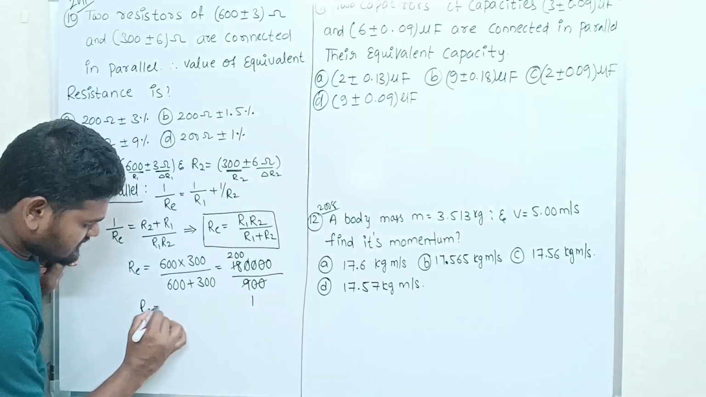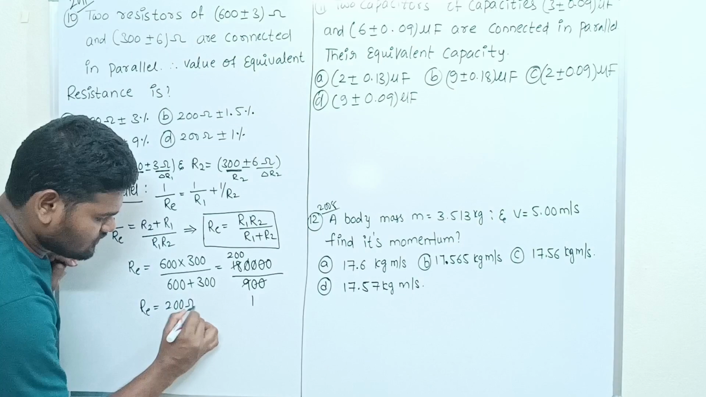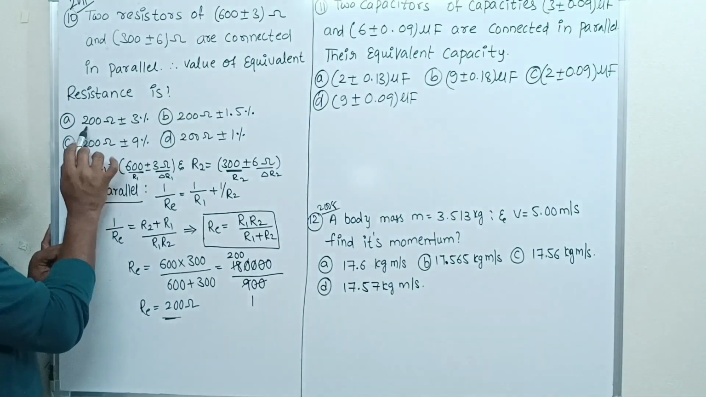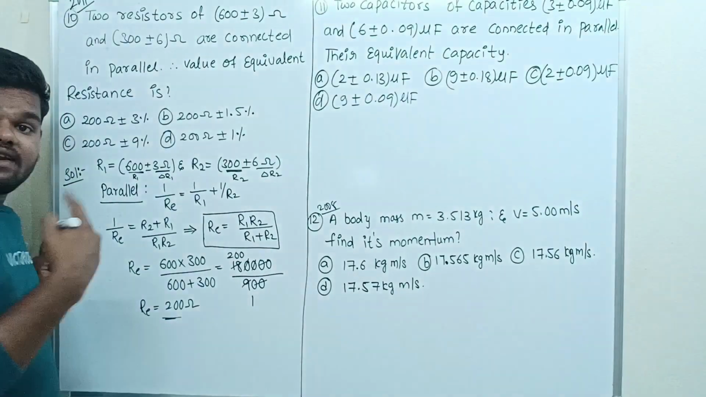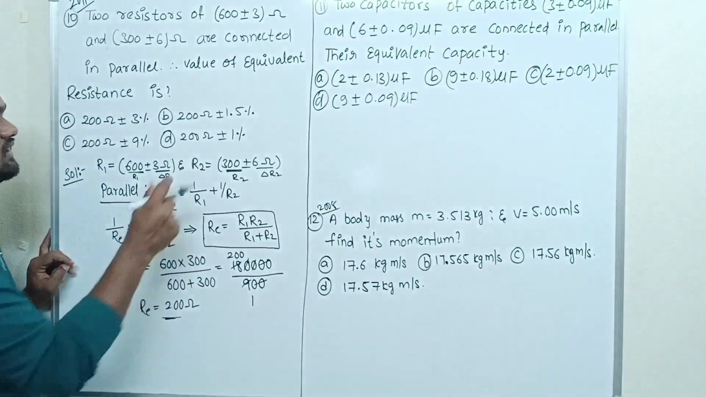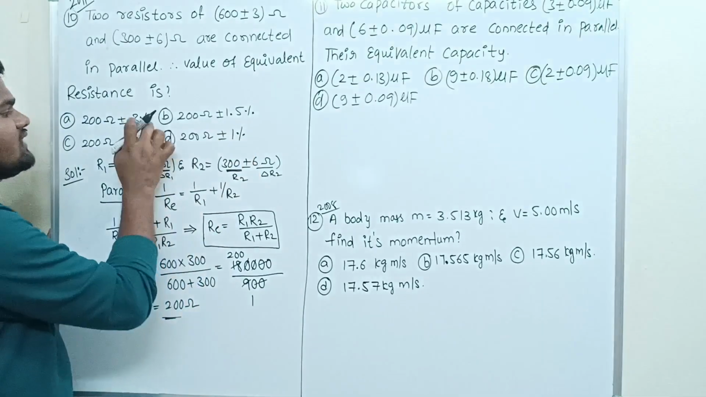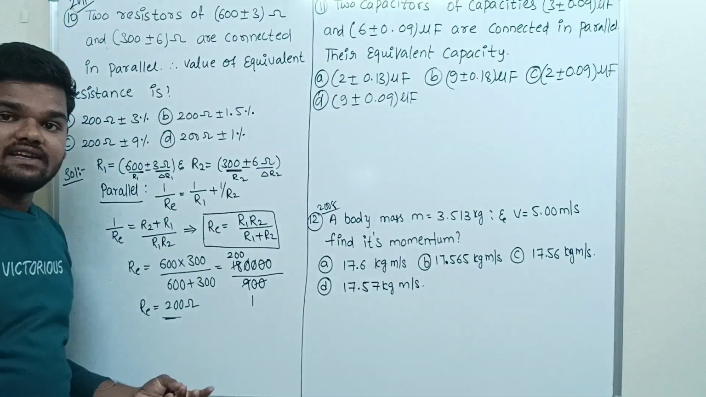So we got R equivalent is equal to how much? 200 ohms. Have a look, R equivalent is 200 ohm. Next, what do we have to find? We have to find the percentage error. So how can we find the percentage error?